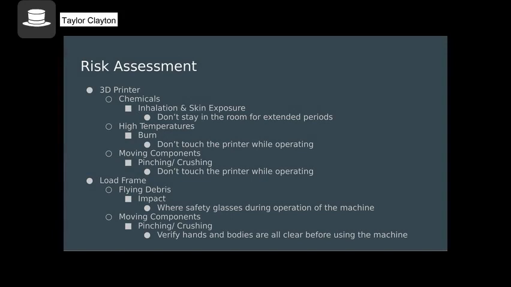So with any experiment, there is obviously risk involved. The two main sources of risk in our experiment are from the 3D printers and the load frame. For the 3D printer, there is the risk of chemicals. As it's printing, it releases vapors and chemicals into the air. The Dwarf Makerspace, where these are being printed, has a ventilation system and an enclosure system for their 3D printers. So this is a pretty minimal risk.